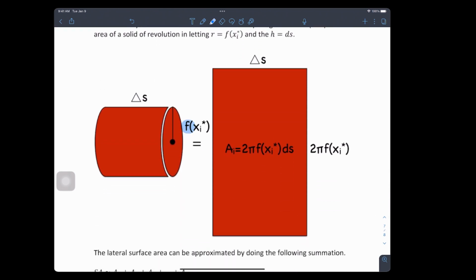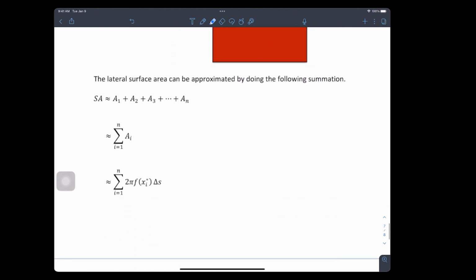Again, here's my radius value, Ri, if you want to think of it that way. And there's my height over here, h. So the area is 2 pi r h, right in here. So if I add all of those approximate areas, I get this sum. This is an approximation for the surface area: 2 pi r h, this is at Ri again, and my h is delta s.